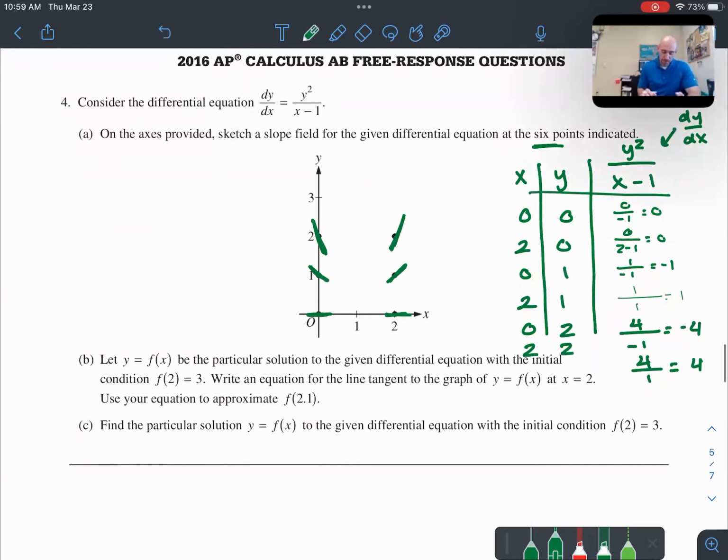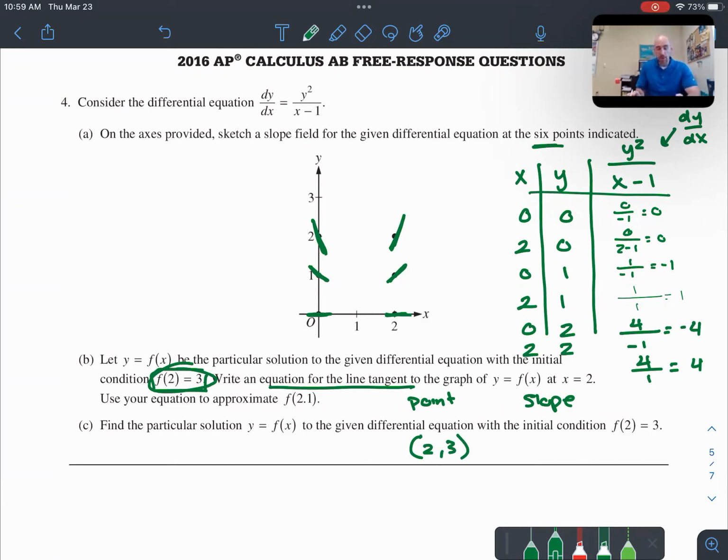Now, part B: let y equal f of x be a particular solution to the given differential equation with initial condition f of 2 equals 3. Write the equation of a tangent line to the graph of y equals f of x at x equals 2. Now, we've written tangent lines all year. There are 2 things we always need for a tangent line: we need a point and we need a slope. Well, here's the thing. We have a point. They gave us the point. They told us that f of 2 equals 3, so our point is 2, 3.